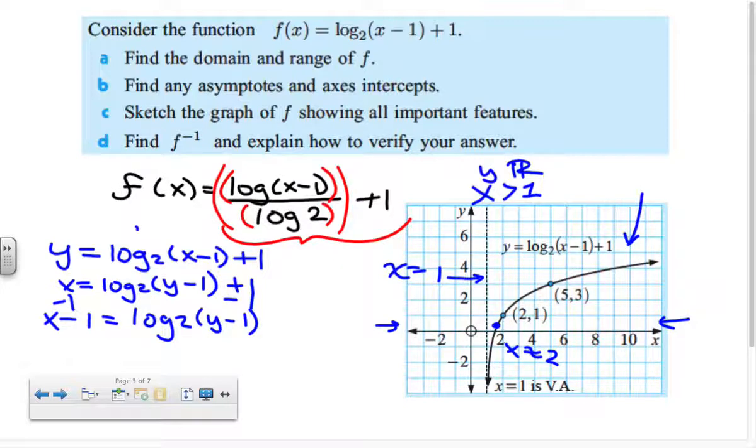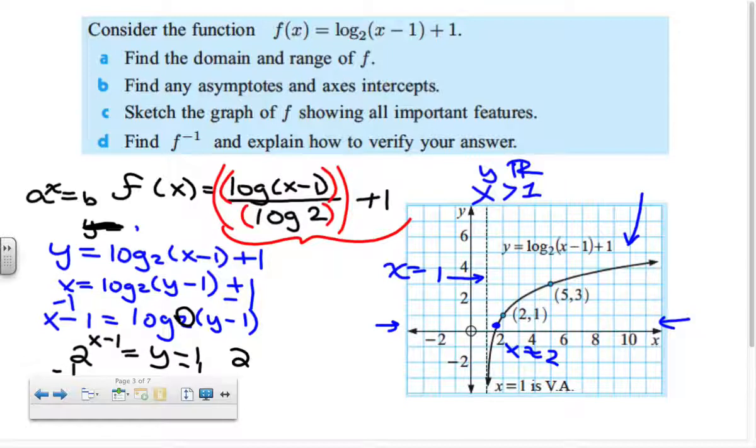Now I'm going to use the rule that a to the x equals b, that rule right there. So I'm going to go with this 2 here: 2 to the x minus 1 equals y minus 1. Then I will subtract 1 from both sides, and I get 2 to the power x minus 1, minus 1, equals y. So we'll do another example. I know that was tough.